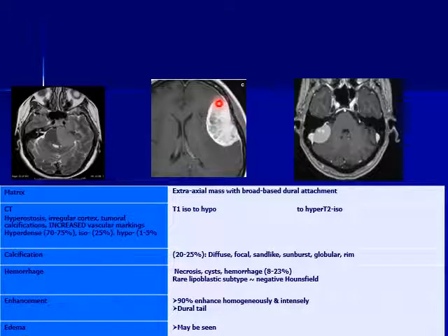Again, as you see, this is the dural tail. After we have given contrast, this is the dural tail. According to the location of the meningioma, it has its name. For example, this is a petroclival meningioma with extension into the cerebellopontine angle. This is a cerebellopontine angle meningioma. This is an outer convexity meningioma.